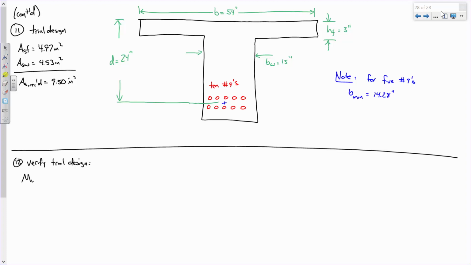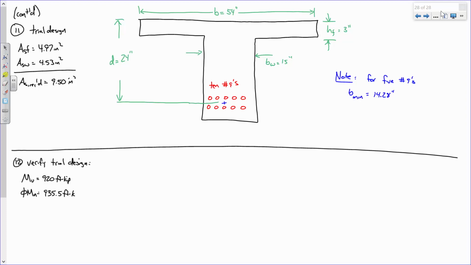So remind me, what was Mu? It was 920? Is that what it was? Yeah, 920 foot-kips. You all should be able to take that beam that's right there and compute φMn. If you do that, you will find that φMn is 935.5.